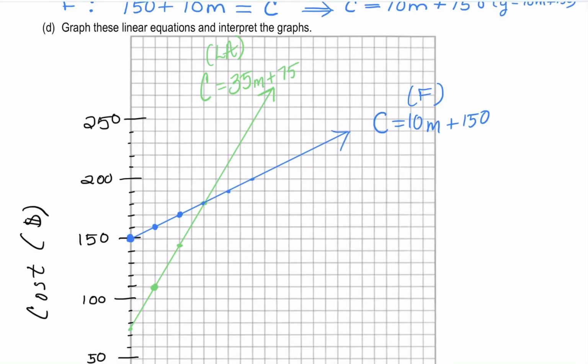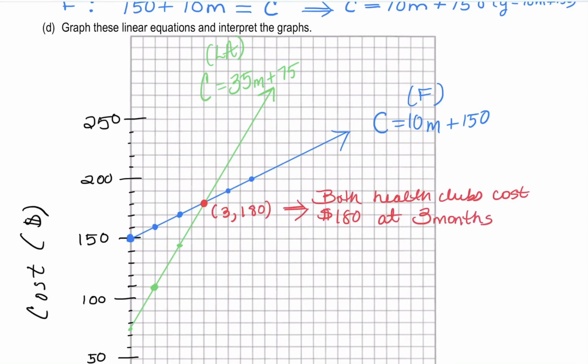All right, so now what we're really going through is what this whole section is about. Notice everything that we've been talking about here have been concepts we've already learned. What this section's really going to be a lot about is the point where the two linear equations are equal. So notice this ordered pair at the point of intersection is (3, 180). If we interpret that, it's telling us that both of these health clubs cost $180 at 3 months.